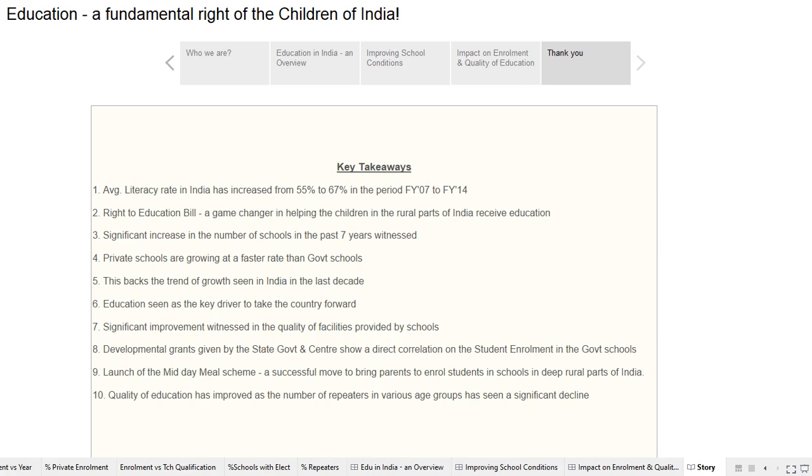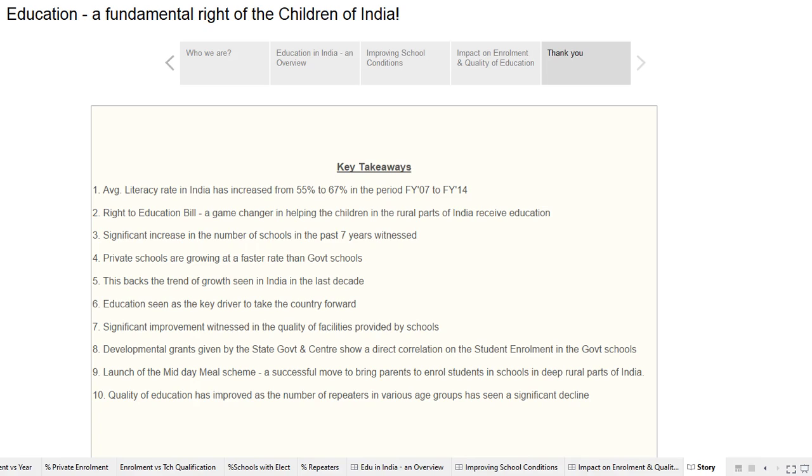The key takeaways basically are that the literacy rate in India has increased from about 55% to 67% for the period. The Right to Education Bill has been a game changer in helping children in the rural parts of India receive education. There has been a significant increase in the number of schools. The private schools are also part of this growth. There's been a significant improvement witnessed in the quality of facilities being provided.